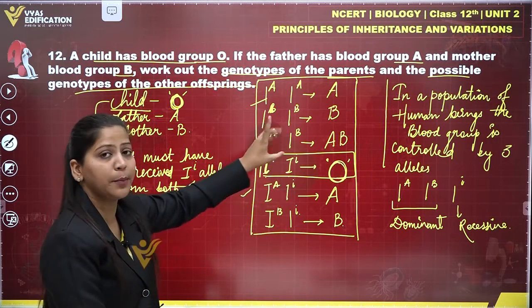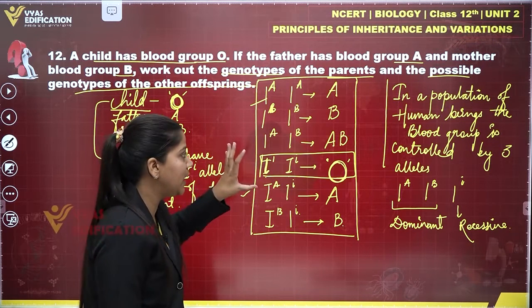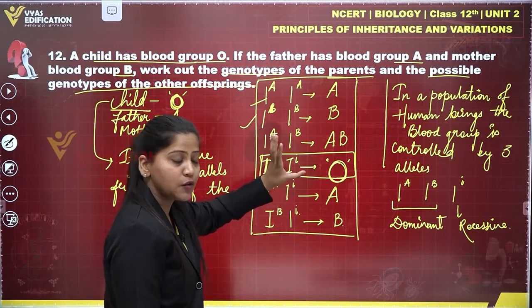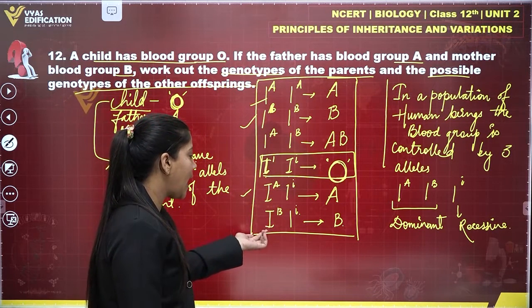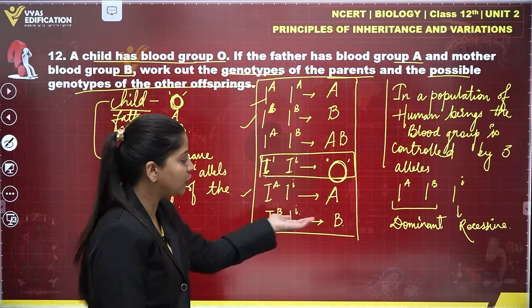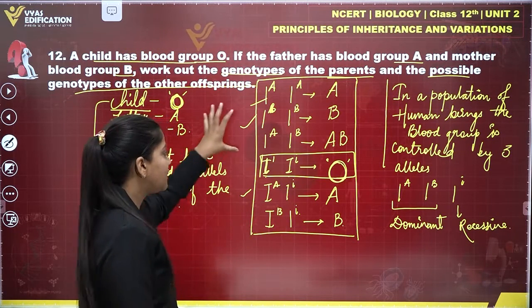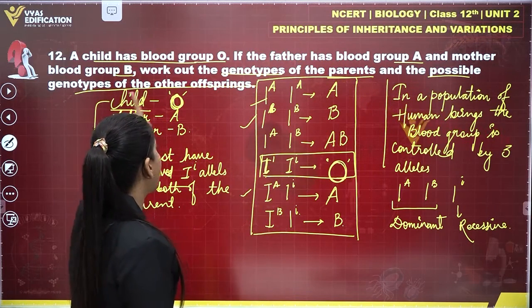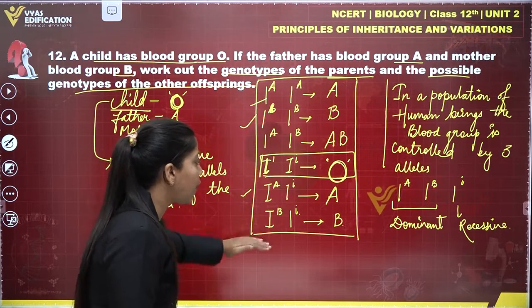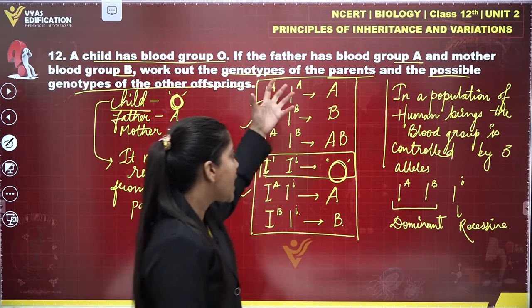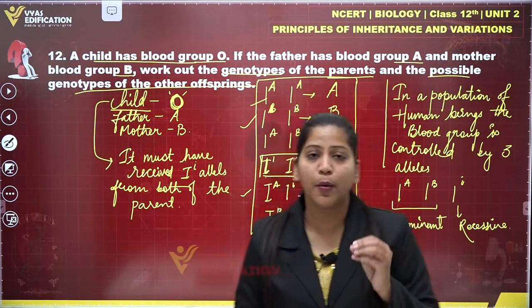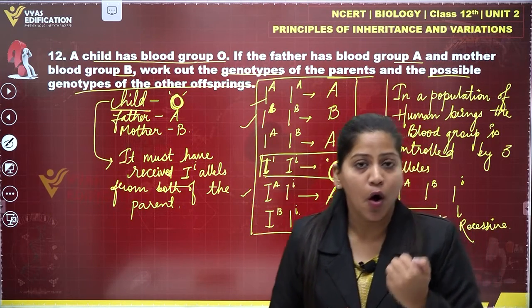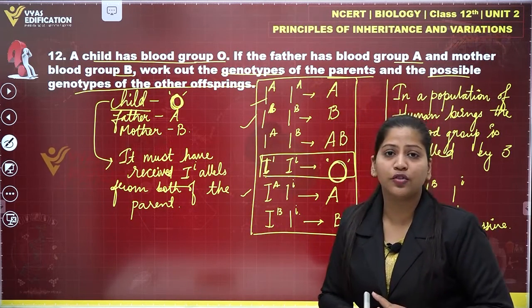If we talk about the genotype of the mother, as the mother has blood group B, she can have the alleles IB and IB. There is also the possibility of the mother having IB and i alleles, because that also makes blood group B. So these are the possible genotypes of the mother and father, and also the 6 possible genotypes of the other offspring. Any of the possible genotypes can be inherited from the parents by their offspring. So this is the complete solution of question number 12.